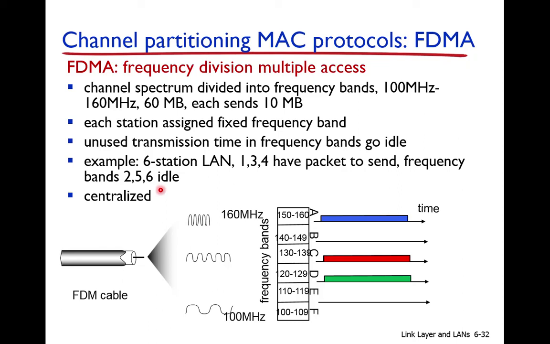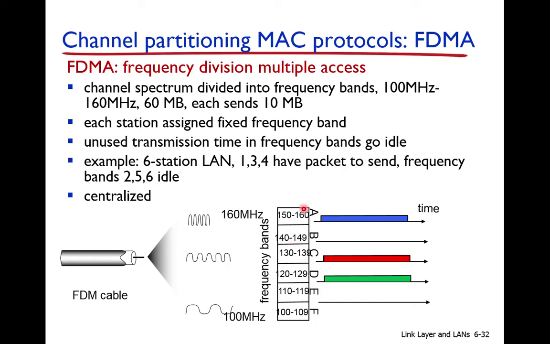So in this example, we have 6 nodes A, B, C, D, E, F. A, C, D are sending the data. B, E, F are not sending the data, so they are free. This is called FDMA. FDMA is also centralized fixed partitioning, because some centralized entity or authority assigns the frequency bandwidth to each and every base station.